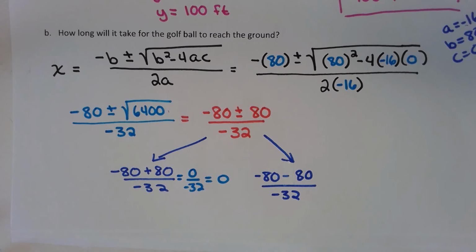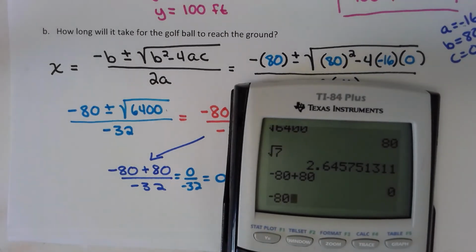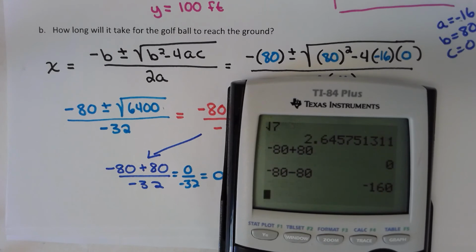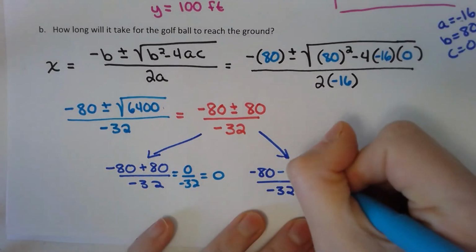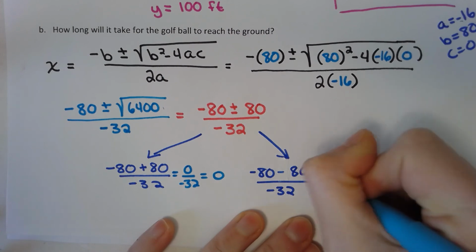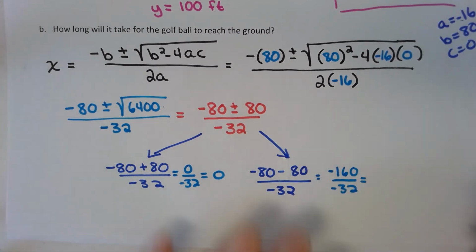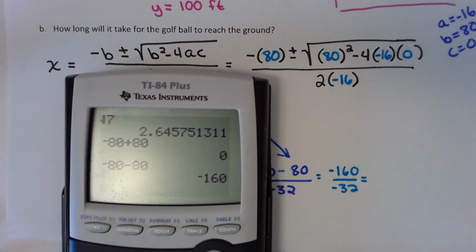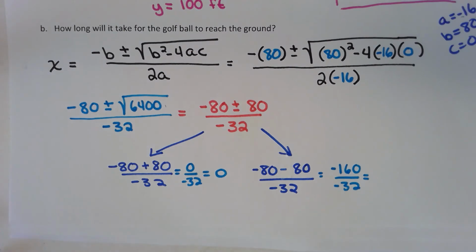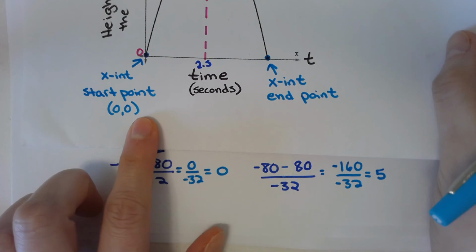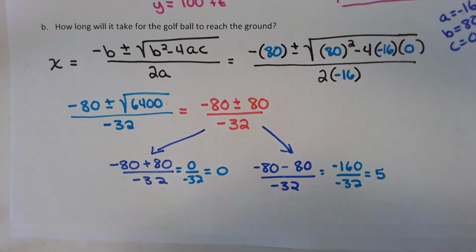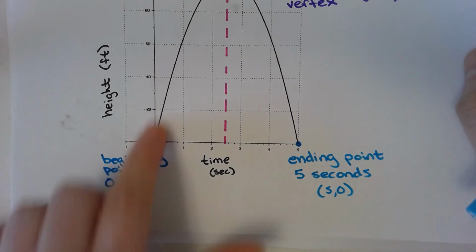Now on the other side, I have negative 80 minus 80, which gives me negative 160. So on the top, it's negative 160, and on the bottom, it's negative 32. Now I need to finish dividing right here. We're doing negative 160 divided by negative 32, which is 5. So we got 2 answers here. We got 0 and we got 5. Now the 0, that is our x-intercept. That's our starting point right here. The 5 was how long it took for that parabola to hit the ground.